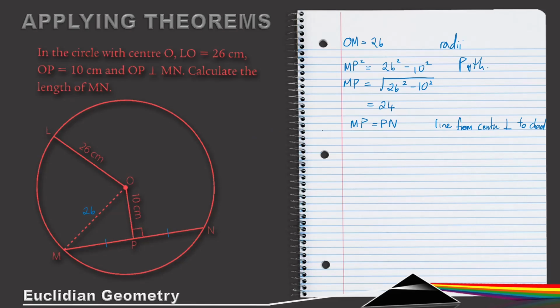Okay, therefore we can say that MN will be double MP, so that's going to be 48. And this is our final answer, and they have given us units, so I'm going to put my final answer as 48 centimeters.